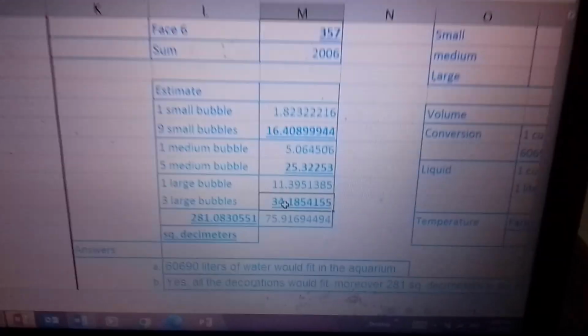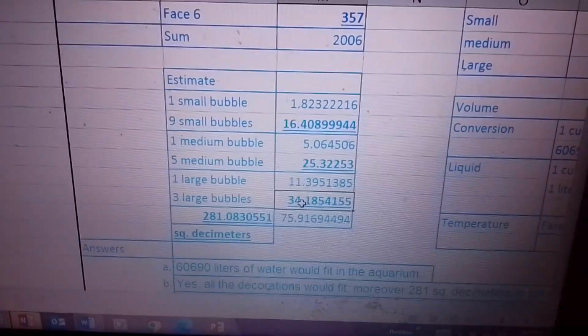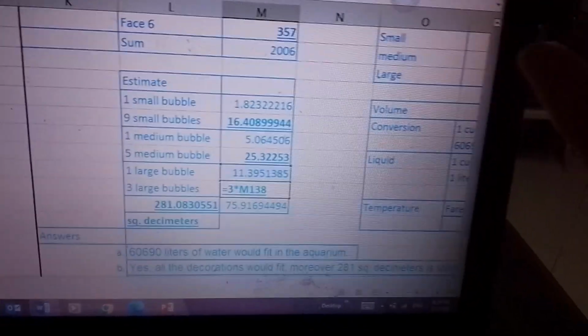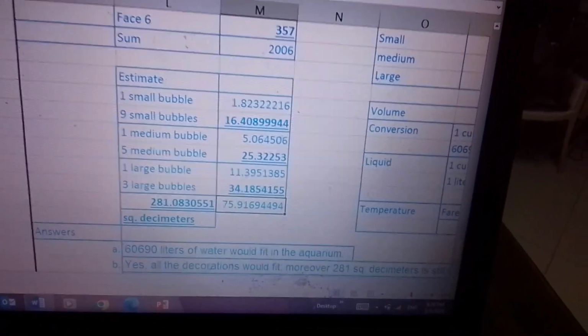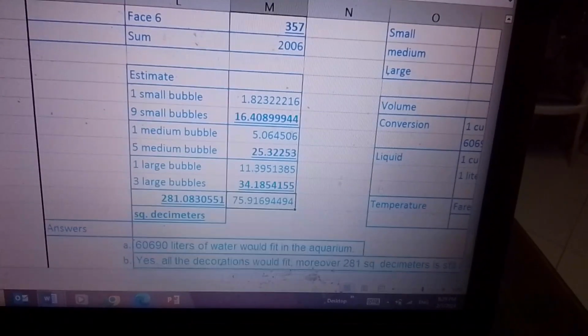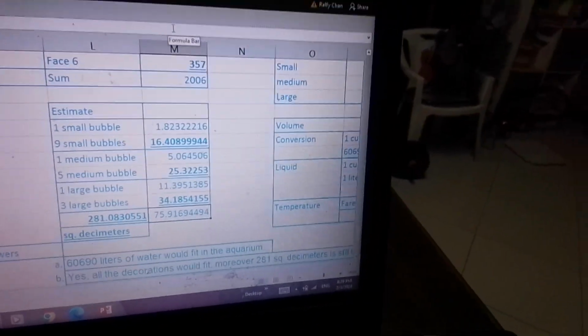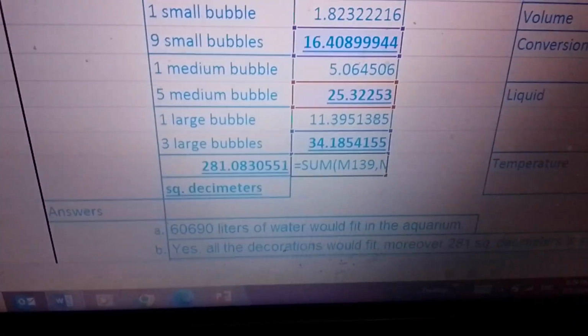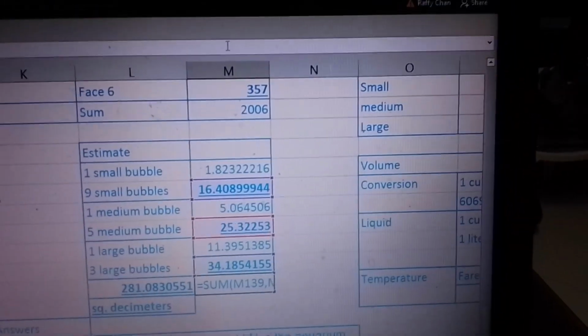Then what we did, we multiply and we should get this answer. We should get 34.185115. Yun. And then the next thing that we did, ito yung ginawa namin. You might be asking me why did I put that answer there. It pertains to the sum of all the three.